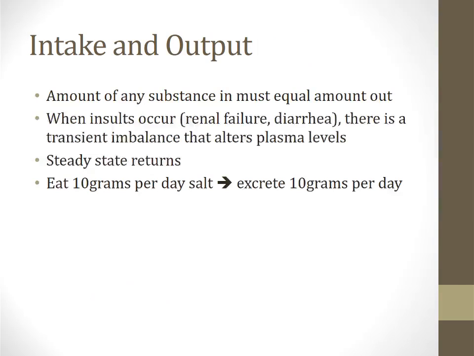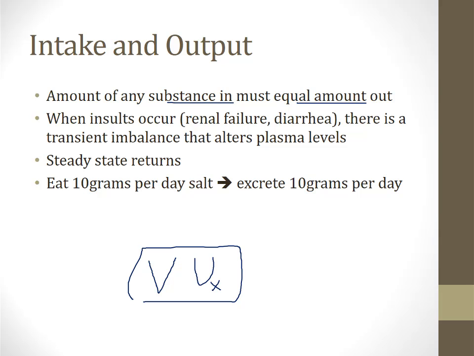Now let's talk about intake and output of solutes. We talked earlier about how the excretion rate of any solute is equal to the urine flow rate times the concentration of that solute X in the urine. And you should know that this excretion rate for any solute has to equal the amount that the body takes in every day. For example, you have to excrete the daily load of sodium that you take in your diet. The same is true of potassium and many other substances. The amount of any substance in must equal the amount out. Where this gets confusing, especially at the medical student level, is when an insult occurs like renal failure or diarrhea, and you're asked what happens to the excretion rate.